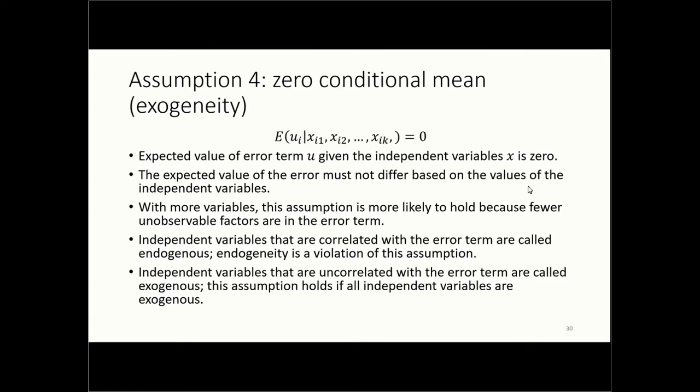Any independent variable that's correlated with the error term would be called endogenous, and endogeneity would be a violation of this assumption. Independent variables that are not correlated with the error term would be called exogenous, and this assumption would hold if all of the independent variables are exogenous. So again, the expected value of u given x equals 0, so we want independence between u and x. If this expected value is not equal to 0, we would basically have endogeneity, in violation of this assumption.